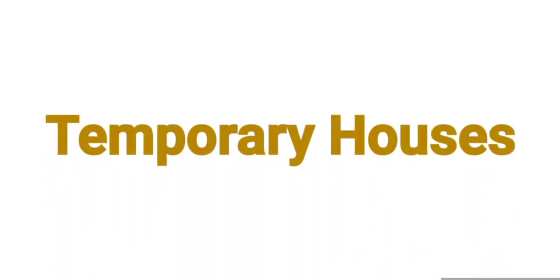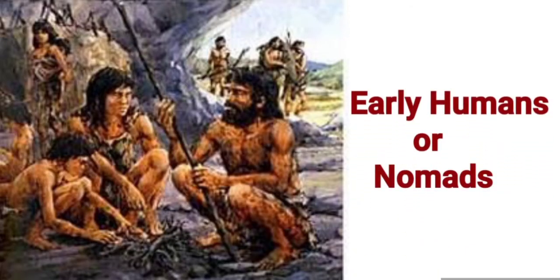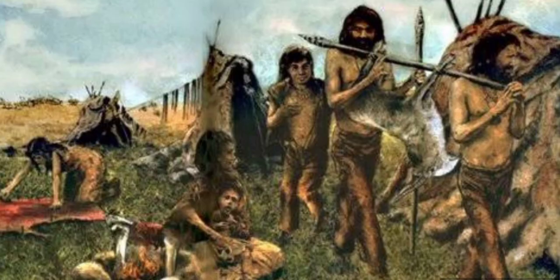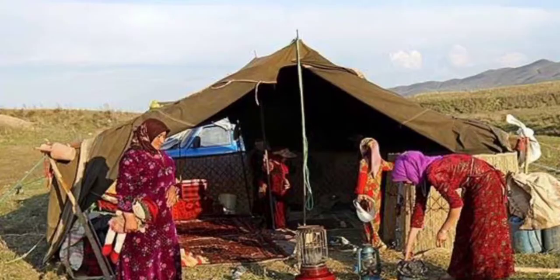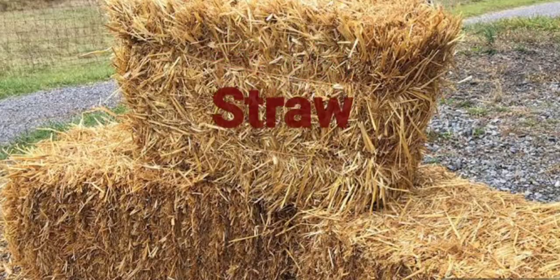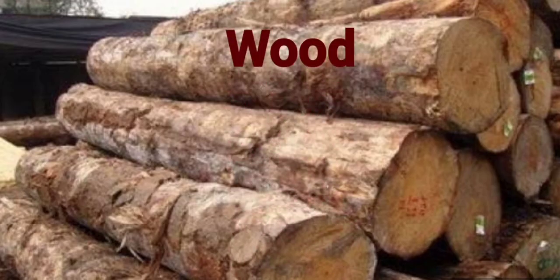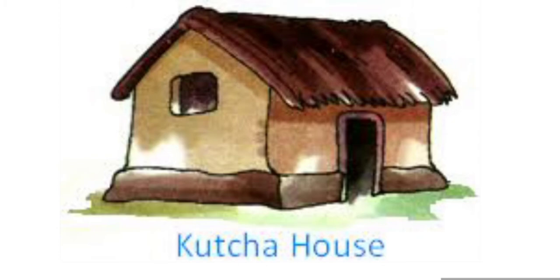Another type of houses are the temporary houses. Early humans or nomads did not live in permanent houses because they moved from one place to another. So, the people who want to live on a particular place for a short period of time build a temporary house. These houses are made up of mud, straw, bamboo or wood. These are called kacha houses.